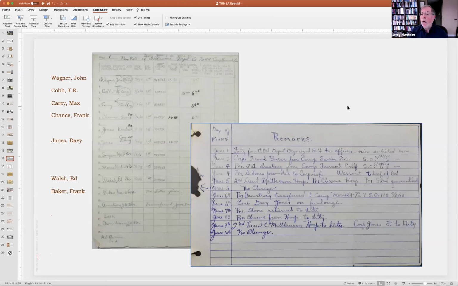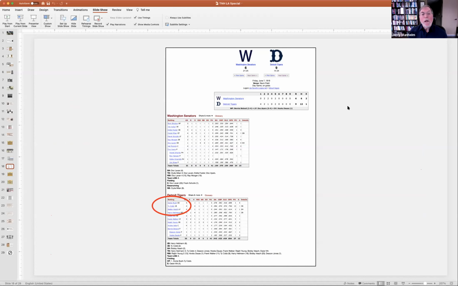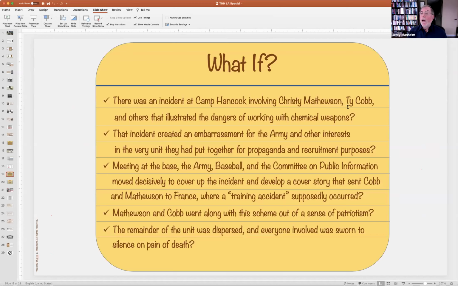Between them, these two documents, which have been authenticated, as I understand it, place these people in Augusta, Georgia, or near it, the first 10 days of June of 1918. Here is a page from Baseball Reference from June 7, the same week, which shows that Ty Cobb batted second in a game against the Senators and got a triple. So we're in two places at once. How do we explain that?